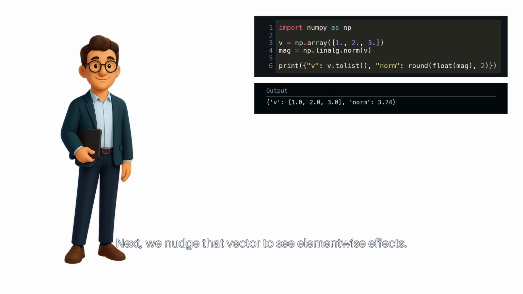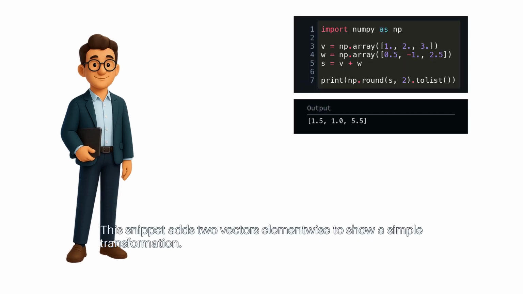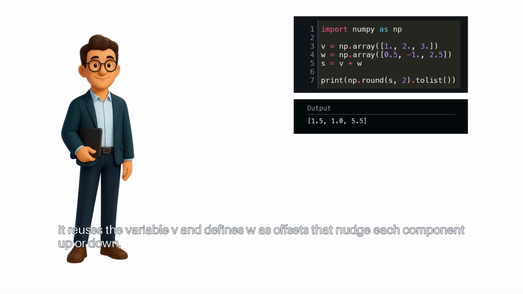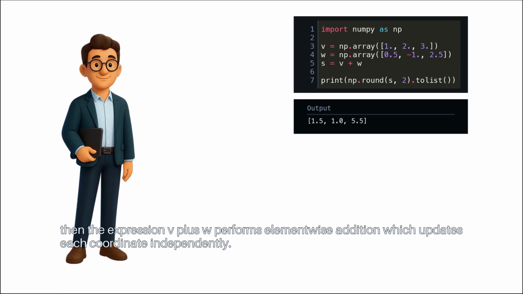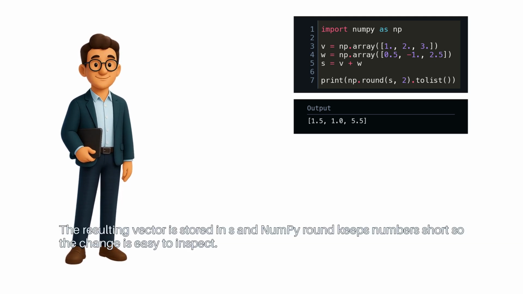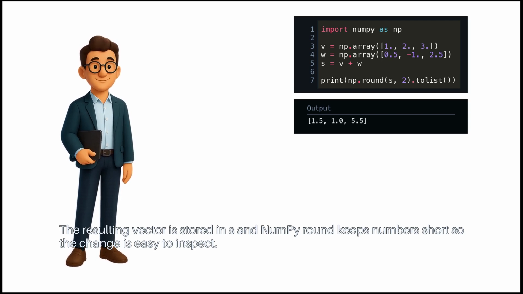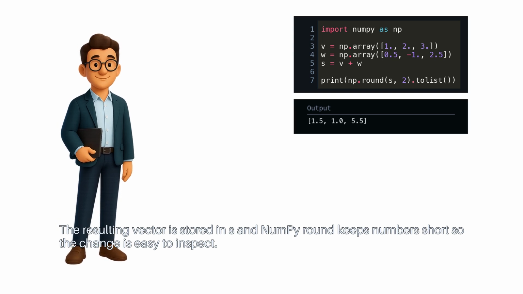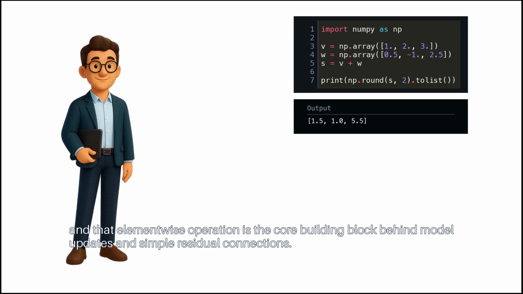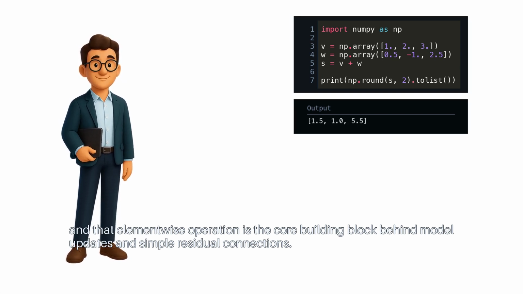Next, we nudge that vector to see element-wise effects. This snippet adds 2 vectors element-wise to show a simple transformation. It reuses the variable v and defines w as offsets that nudge each component up or down. Then the expression v plus w performs element-wise addition, which updates each coordinate independently. The resulting vector is stored in s, and numpy round keeps numbers short, so the change is easy to inspect. The print shows the new coordinates after shifting the original vector by w, and that element-wise operation is the core building block behind model updates and simple residual connections.